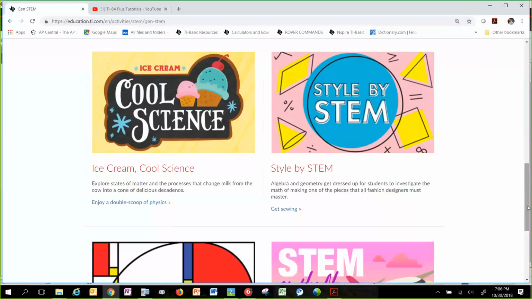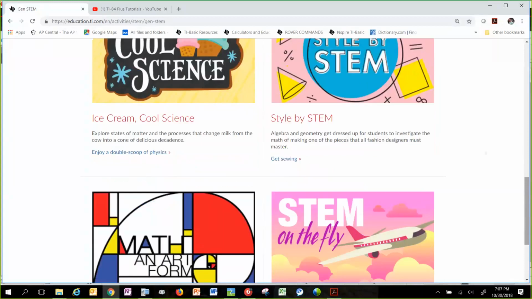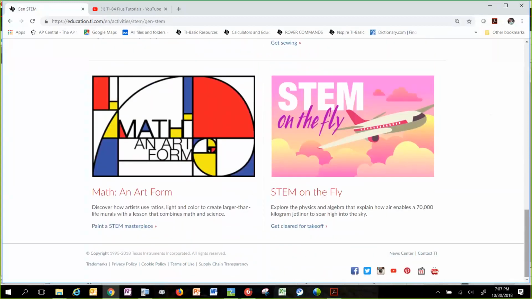The Style by STEM is fashion design and all the mathematics required to be a successful designer in that industry. In fact, in that activity, your students are challenged to make a circle skirt using geometry. So that's pretty cool. And then, Curtis, can you scroll a little bit more on that page? And then Math and Art Form, this one's a treat. This one is getting into scale and proportion ratios. The kids have to actually repair a mural that's been damaged on a wall, and they do that virtually, and it's pretty slick. But they have to understand the math in order to do that.